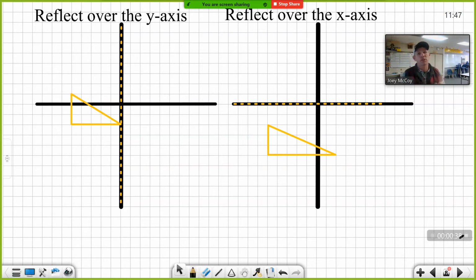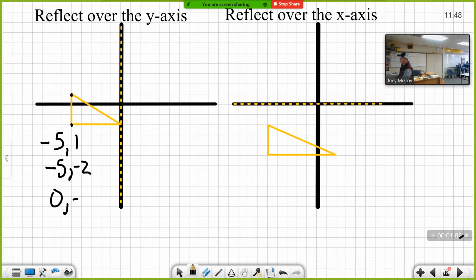So here we go. The first thing that we're going to do in this problem is write down the coordinates of this triangle. So the first thing that I'm going to do is write down -5, 1, -5, -2, and 0, -2. Now, in this first problem, we are going to reflect over the y-axis.